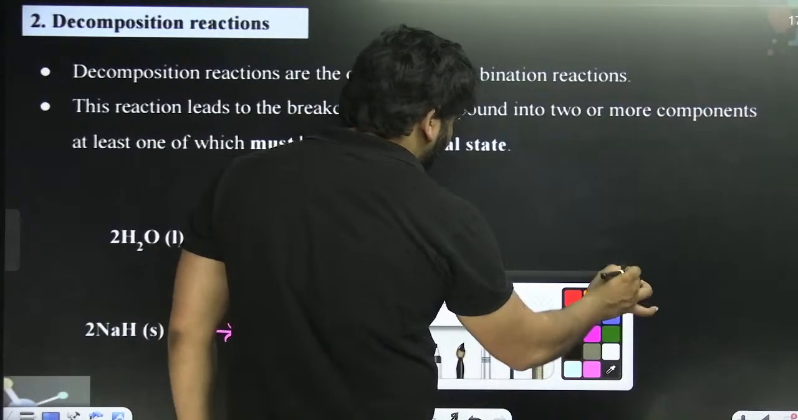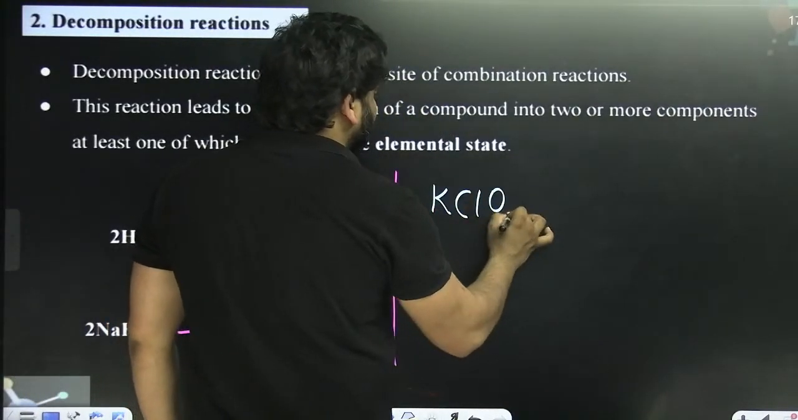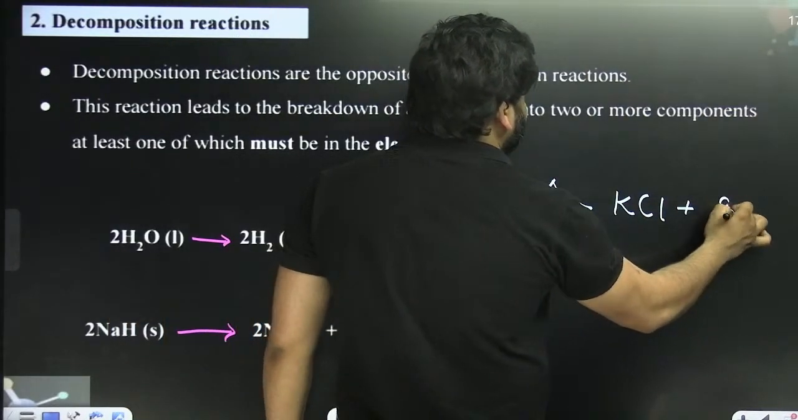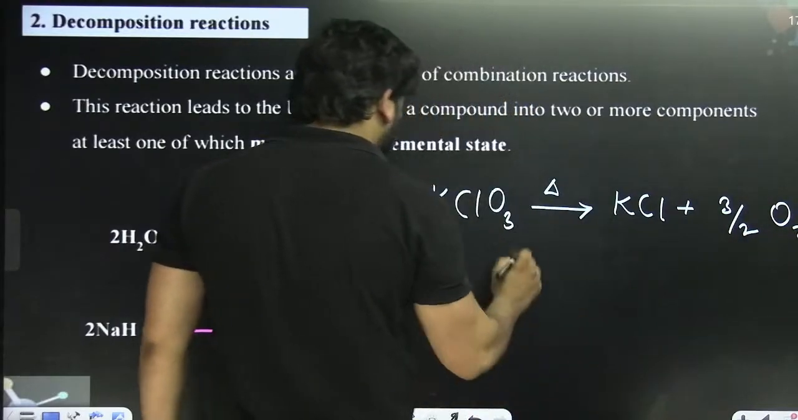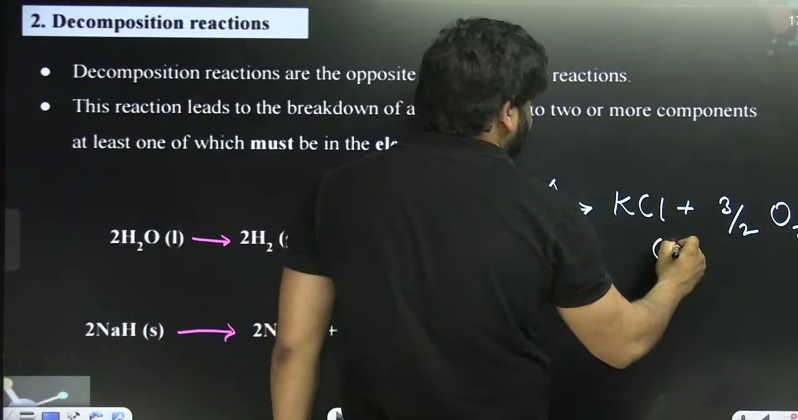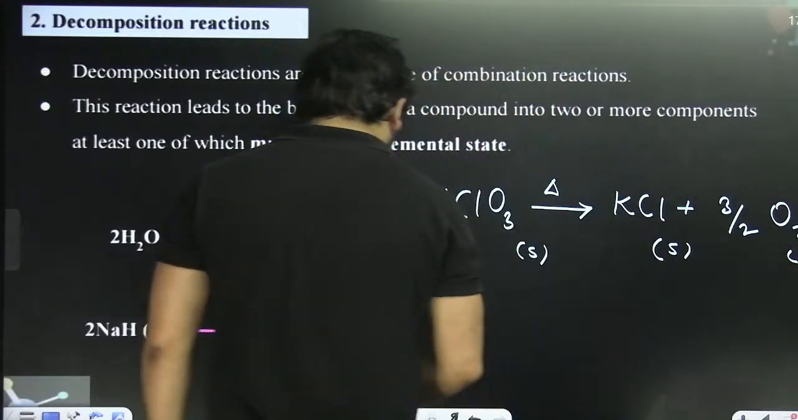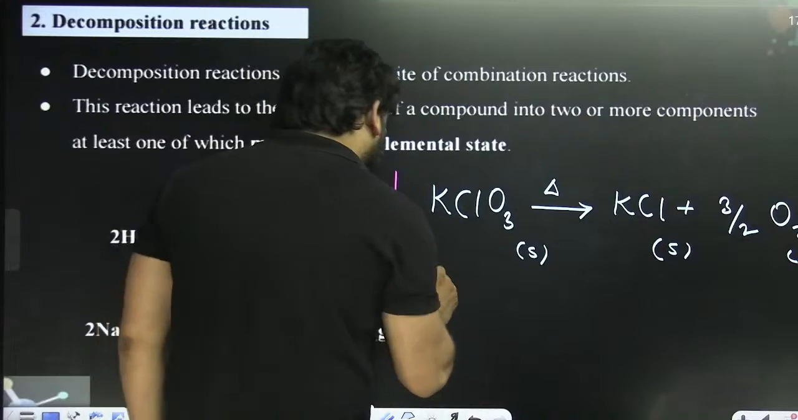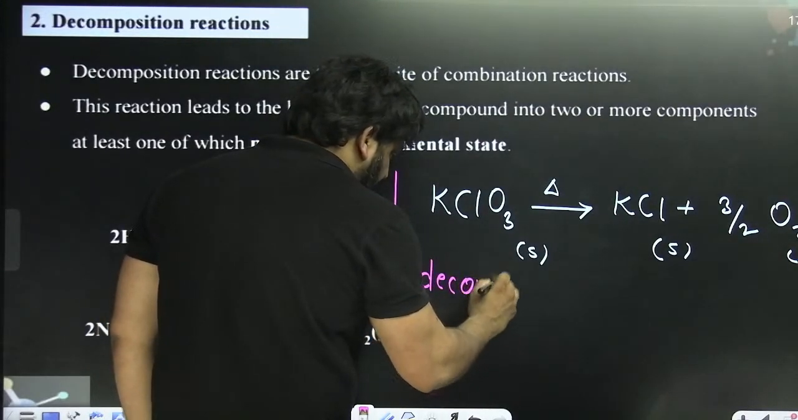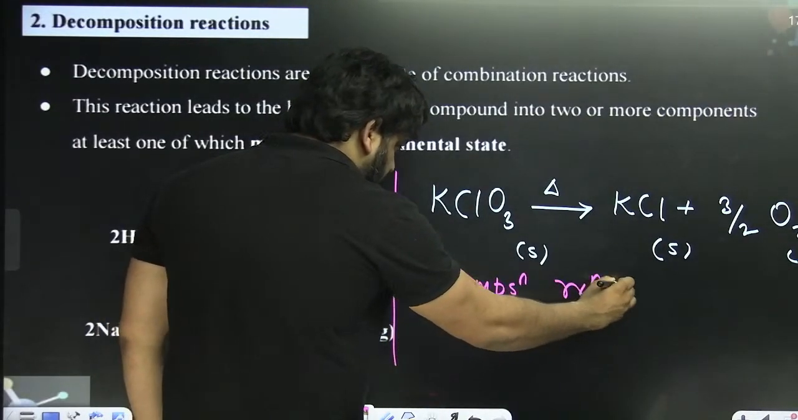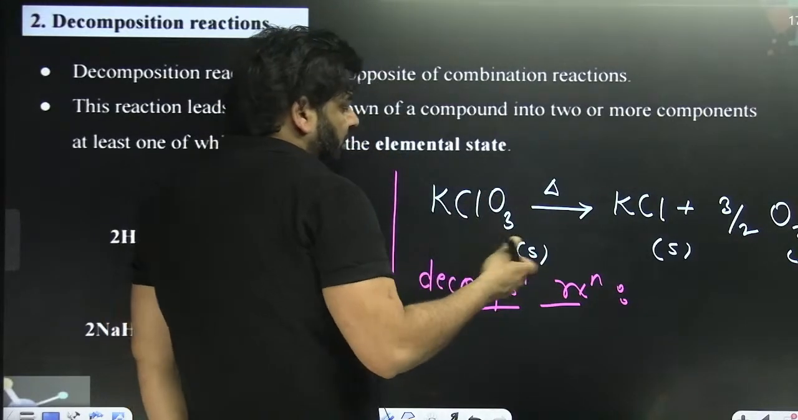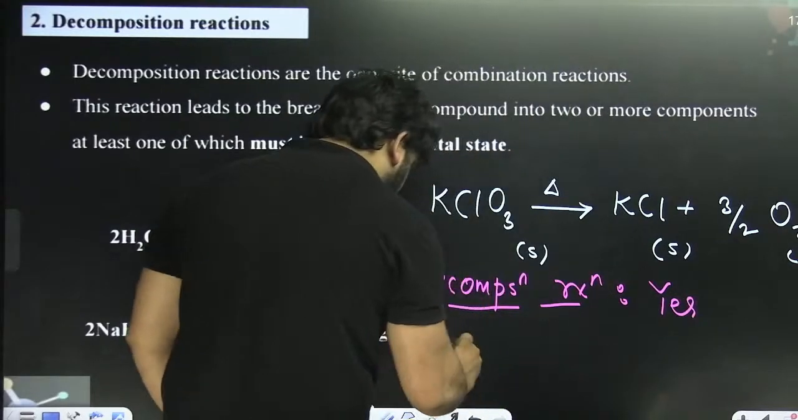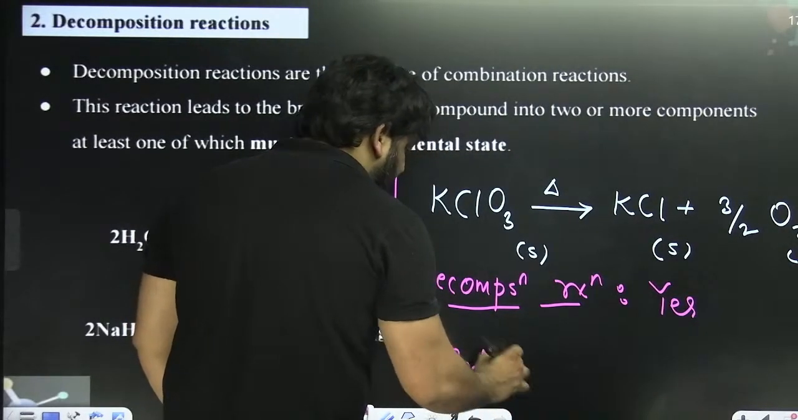So guys, I have one more perfect example for you. KClO3 on heating breaks down into KCl plus 3/2 O2. Now my question is, this is solid, this is solid and this is gas. The question is pretty simple for all of you. Is it a decomposition reaction? Yes, because one substance is decomposing and producing more than one substance. So this is yes, but is it a redox reaction? Can we call this reaction a decomposition redox reaction?